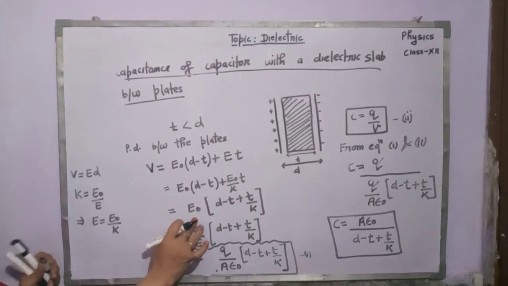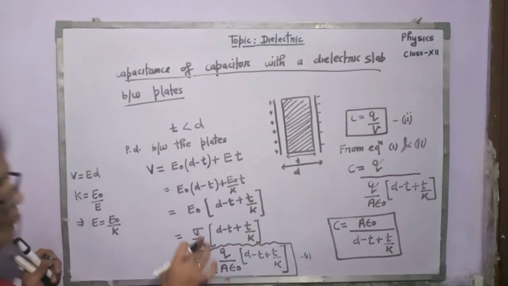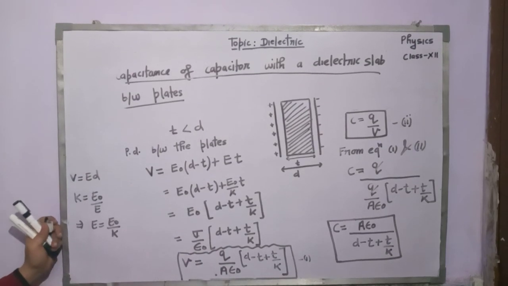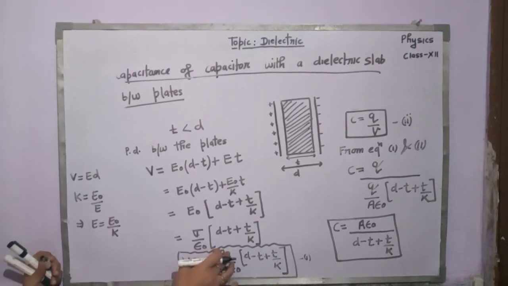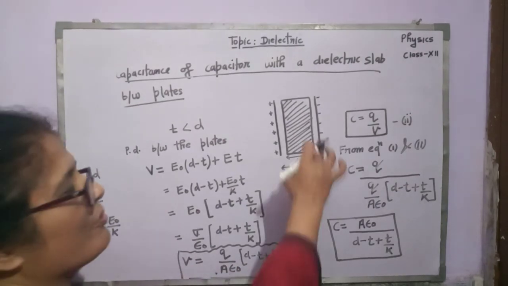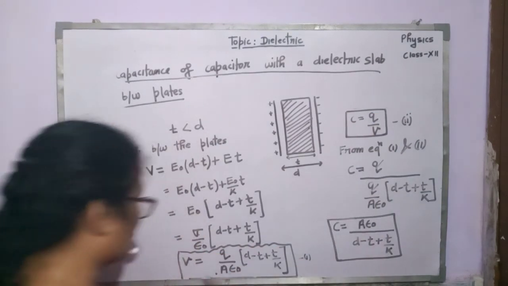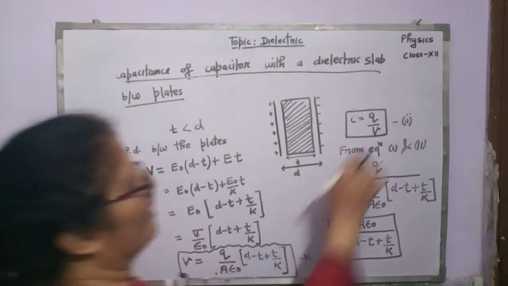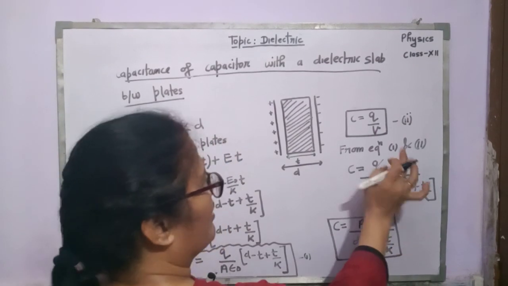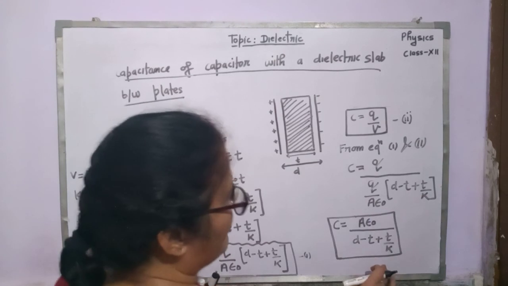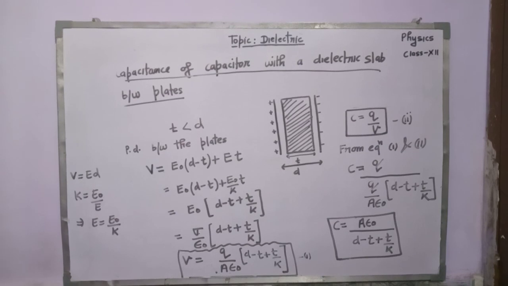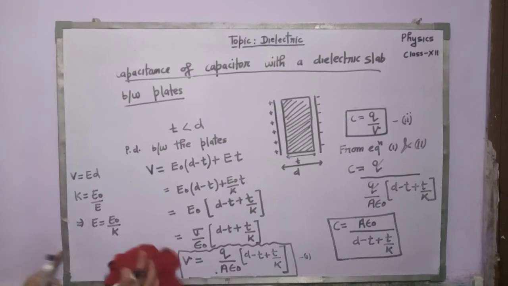And what is the value of E naught? An electric field between the plates in the air, that is equal to sigma upon epsilon naught. And what is sigma? Sigma is the surface charge density, charge divided by area. That means Q upon A, and this is the value of the potential difference between the plates. As you know, C is equal to Q upon V. Substitute the value of V from this equation into this equation. We get here Q cancels out. A epsilon naught comes in the numerator, and in the denominator we get this one. This is the required expression for the capacitance of the capacitor partially filled with dielectric slab.